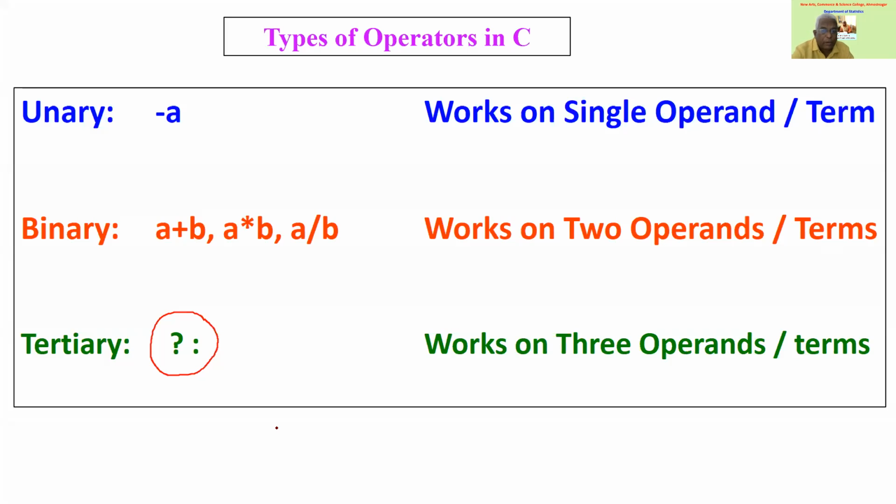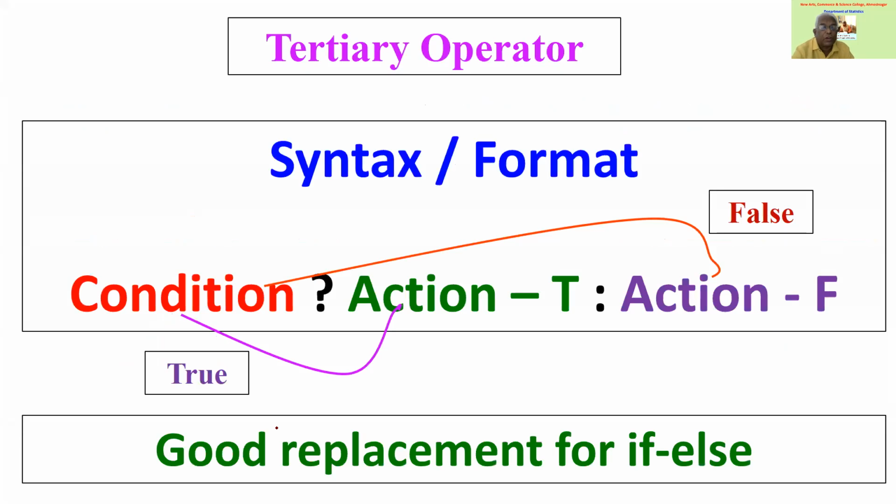All right. Now I will give you the syntax of tertiary operator. So see, this is the syntax of tertiary operator. Can you see here question mark? Yes. Can you see here colon? Yes. So between question mark and colon, you can find that there is one condition, there is one action T, there is one action F. Now, condition means what? A less than B, A greater than B, A less than or equal to B, A greater than or equal to B, A equal to B, A not equal to B. So this is the condition.